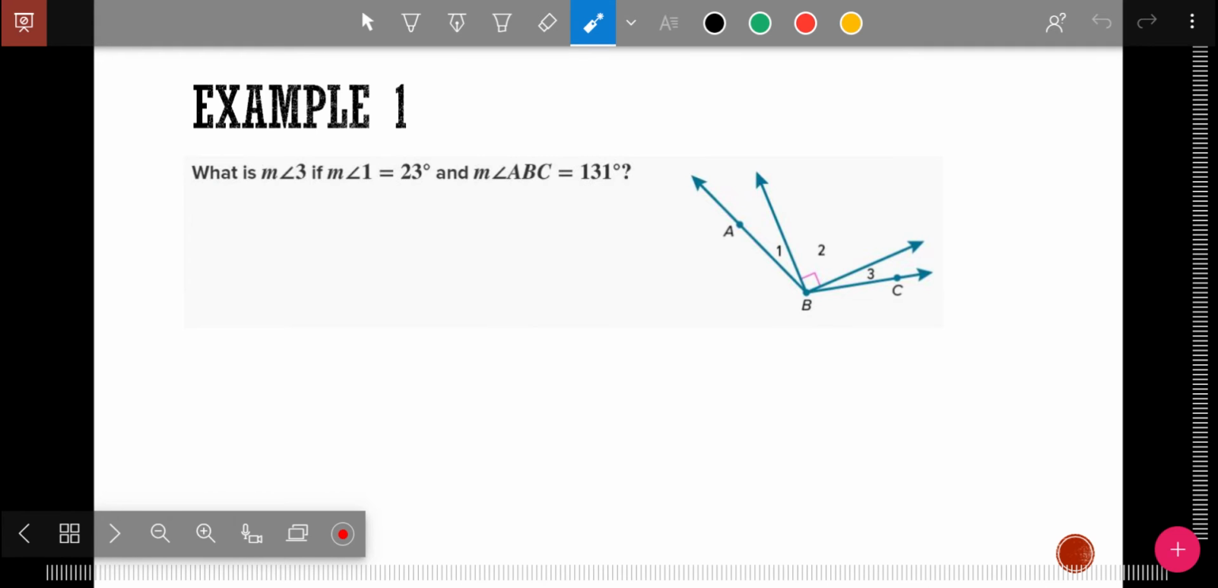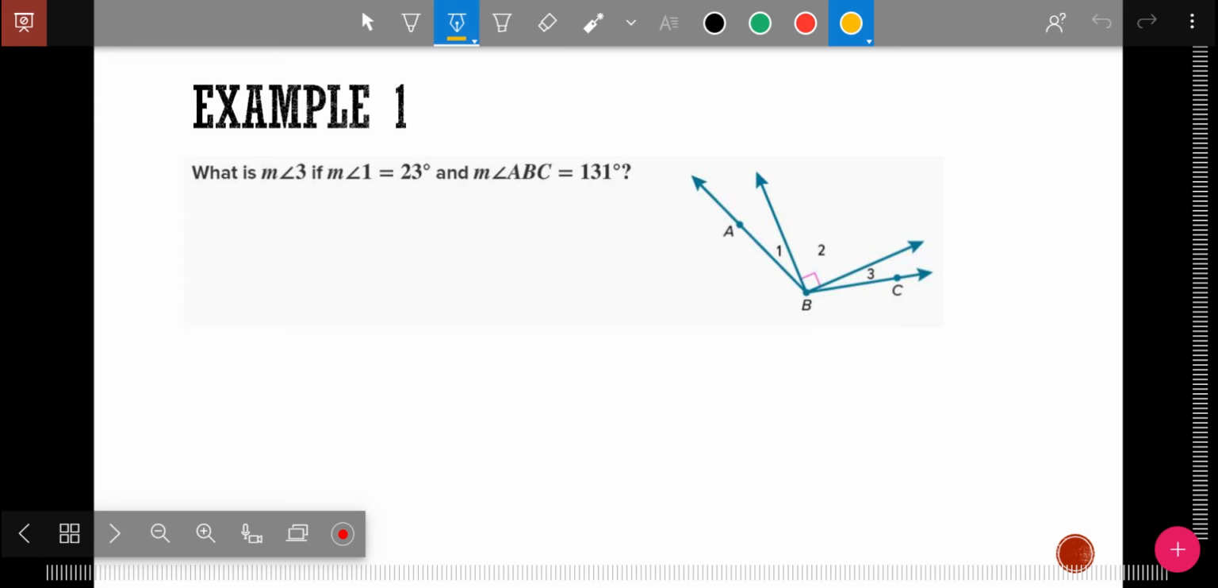And so you're going to have problems like this in your homework tonight. What is the measure of angle 3? Angle 3 is this little angle down here, if angle 1 is 23 and the whole thing, ABC, is 131. Also, in angle 2, please note that box. That little box there means it's a right angle, which means it's 90 degrees.